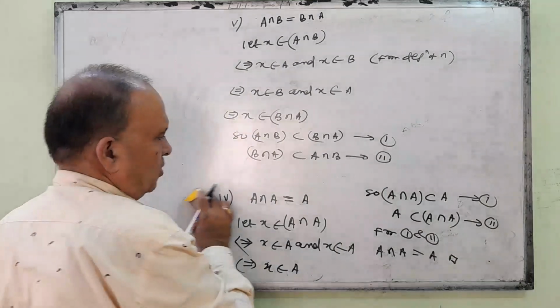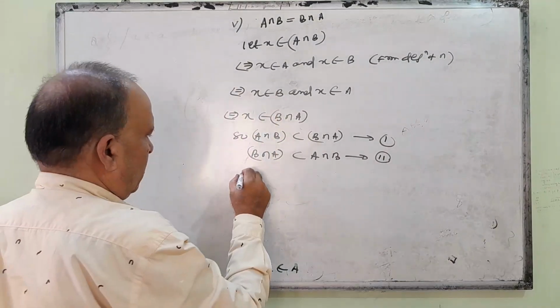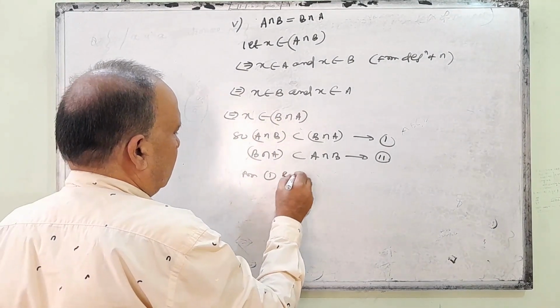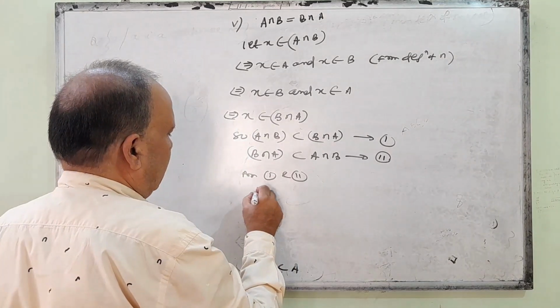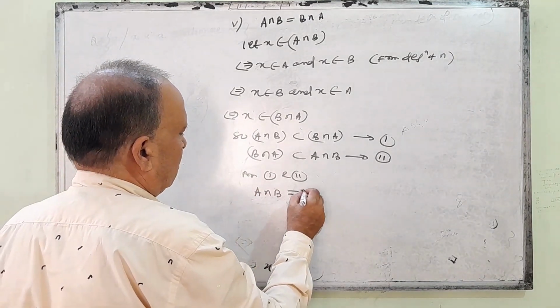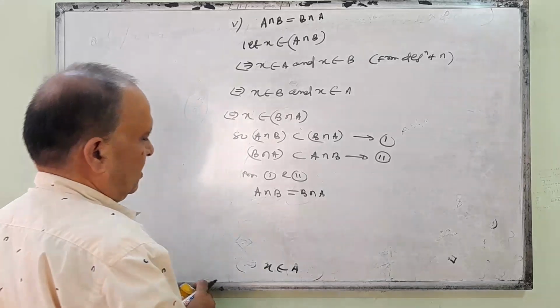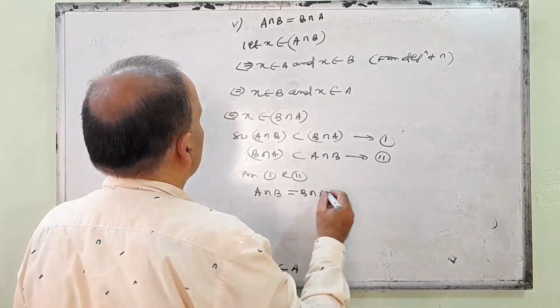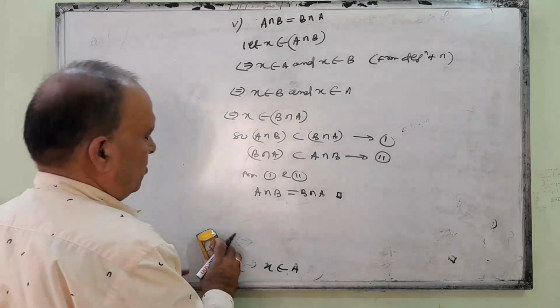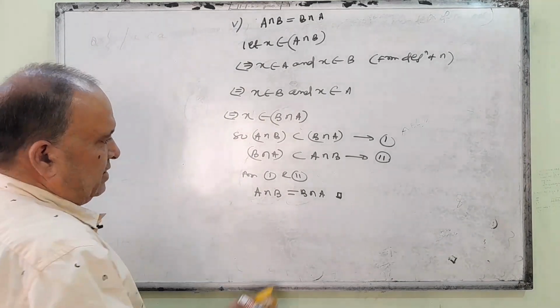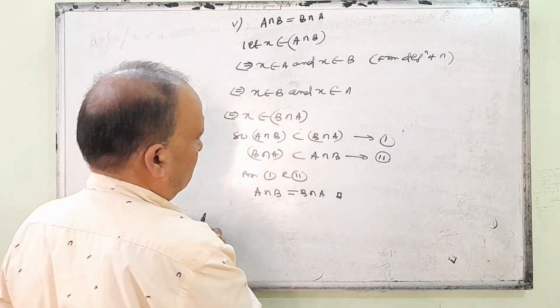From 1 and 2, we can say A intersection B is equal to B intersection A. Similarly, this is your fifth proof. Next, come to your sixth proof.